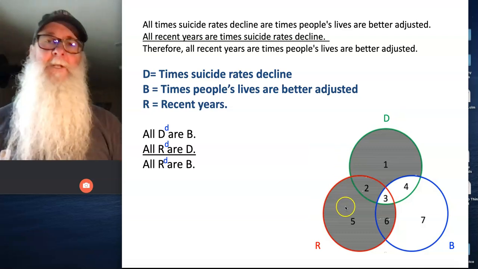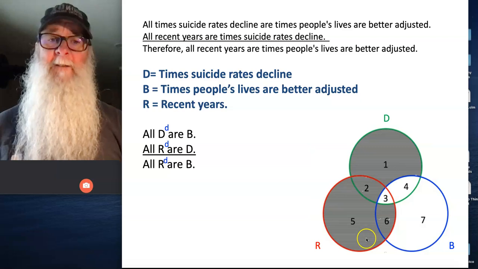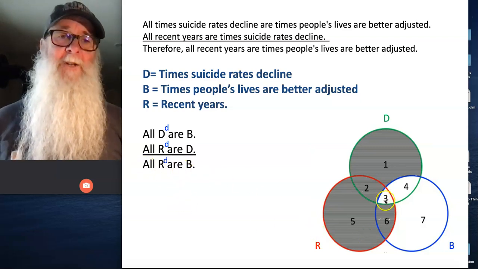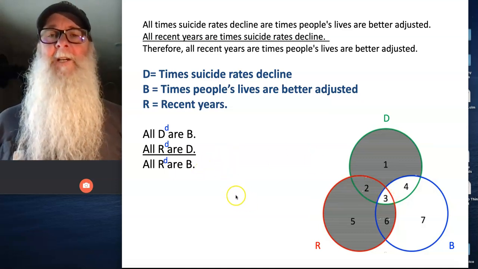Our Venn diagram is going to prove this argument valid because after we mark in both of the premises, we see that in fact, all R are B. All the R's are here in area 3 after we've marked our premise statements, and therefore this argument is valid.